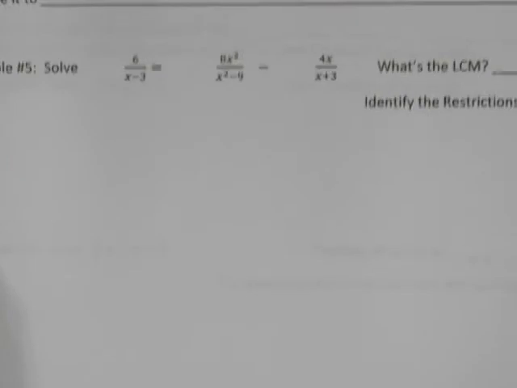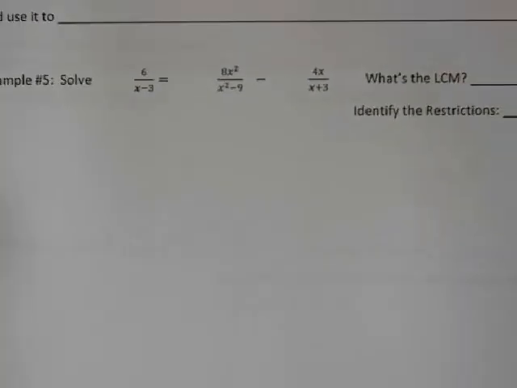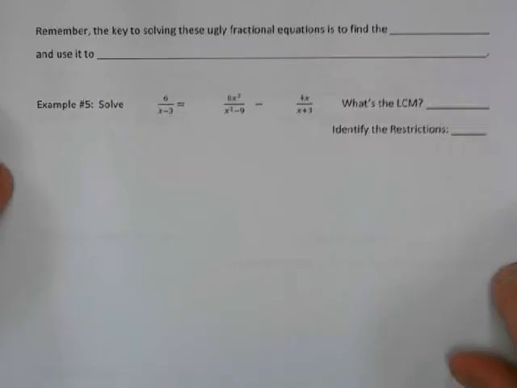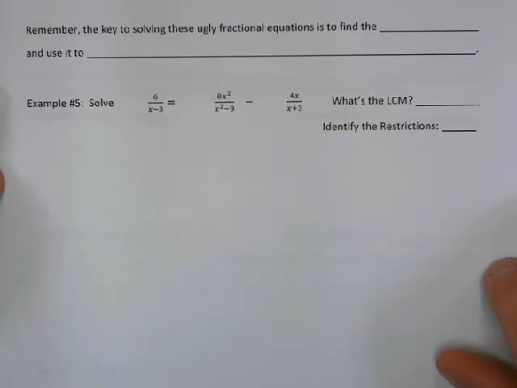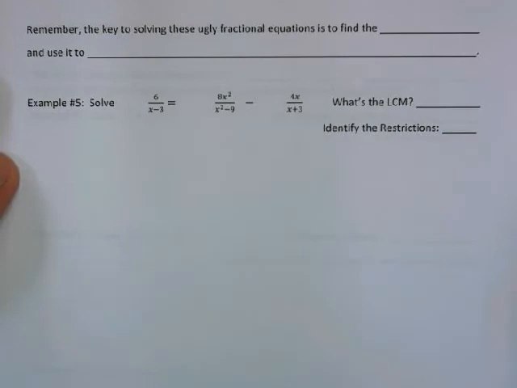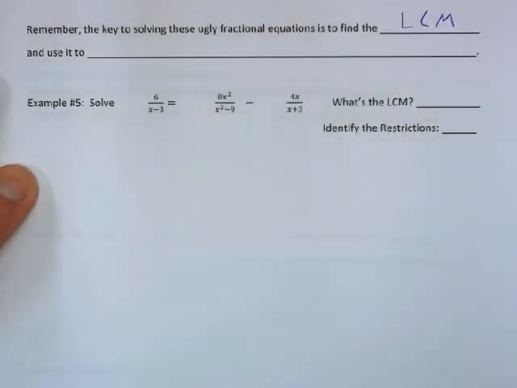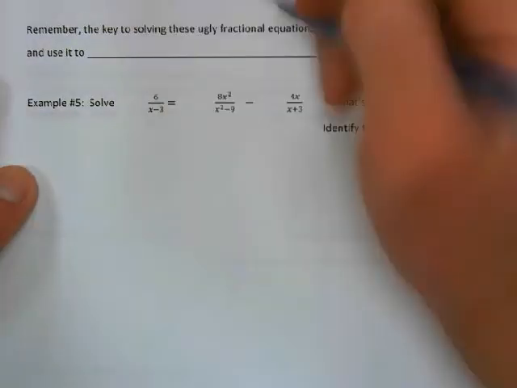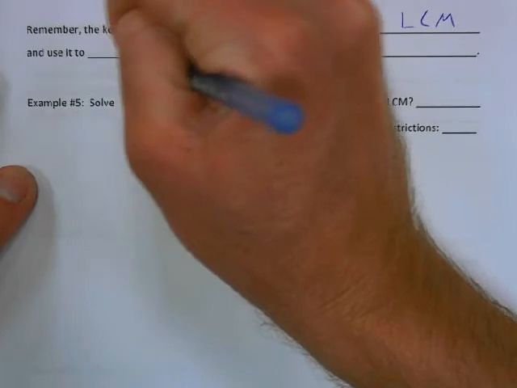A couple more in the back. All right, so this is just kind of reminding us what we talked about on the front page. Remember, the key to solving these ugly fractional equations is to find the LCM of our denominators and use it to clear the denominator or kill the fraction, whatever you want to put. I like kill the fraction.